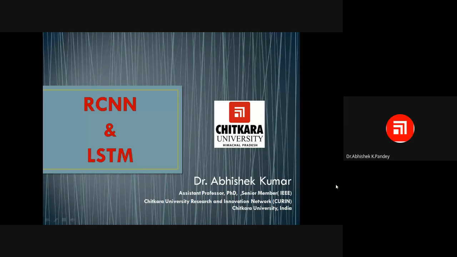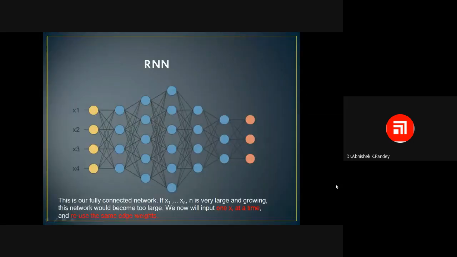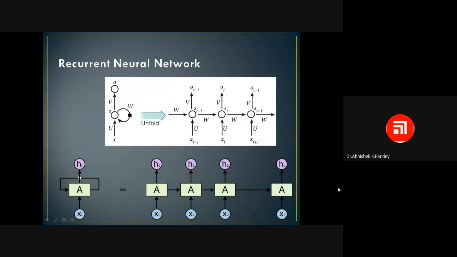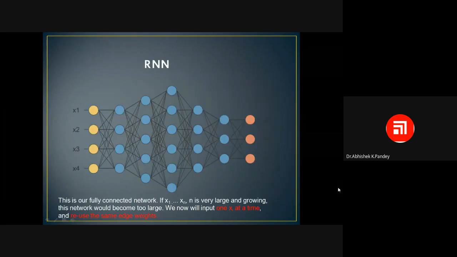So let's start with the session, and the session topic is RCNN and LSTM. We will go through it one by one, and I'll discuss the basics of these terminologies: why we are using them, what the applications are, and how we should use them in Python also. So everything will be discussed, we need not worry. We know what a fully connected network is and other things. So we will start with the basics of RNN: what is a recurrent neural network, and why we should use it.